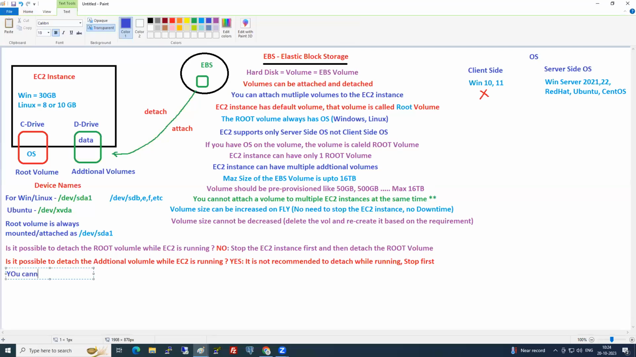So you cannot delete the volume while it is attached. What you need to do? Detach first and then delete. That can be for root also, that can be for additional also.